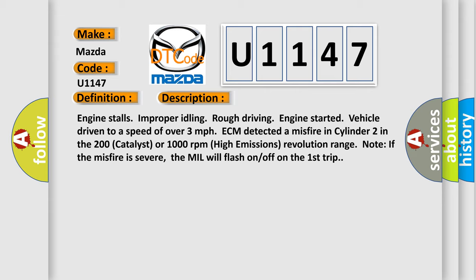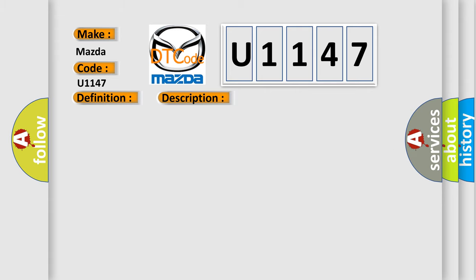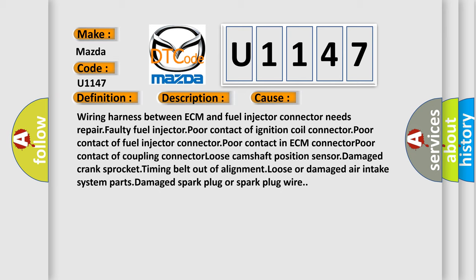This diagnostic error occurs most often in these cases: wiring harness between ECM and fuel injector connector needs repair, faulty fuel injector, poor contact of ignition coil connector, poor contact of fuel injector connector, poor contact in ECM connector, poor contact of coupling connector, loose camshaft position sensor, damaged crank sprocket, timing belt out of alignment, loose or damaged air intake system parts, damaged spark plug or spark plug wire.